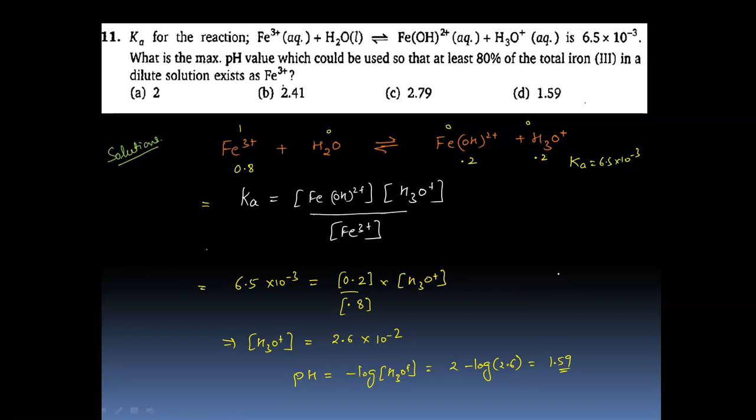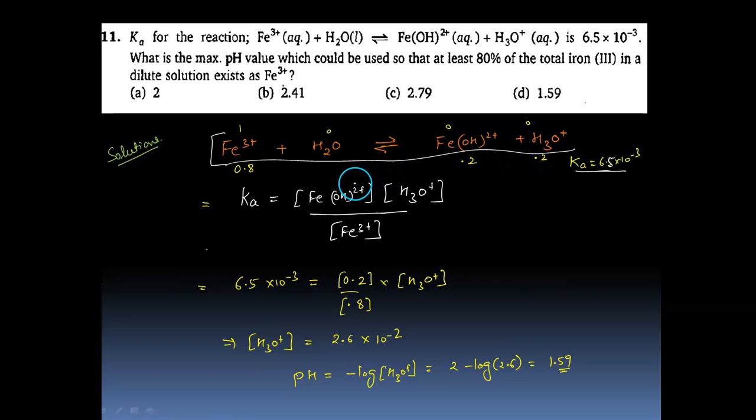Next, question number 11. It says Ka for the reaction is given. Now this is hydrolysis of a ferric salt. For this reaction, Fe3+ reacting with water gives us Fe(OH)2+ and H3O+. Ka is given and that value is 6.5 × 10^-3.